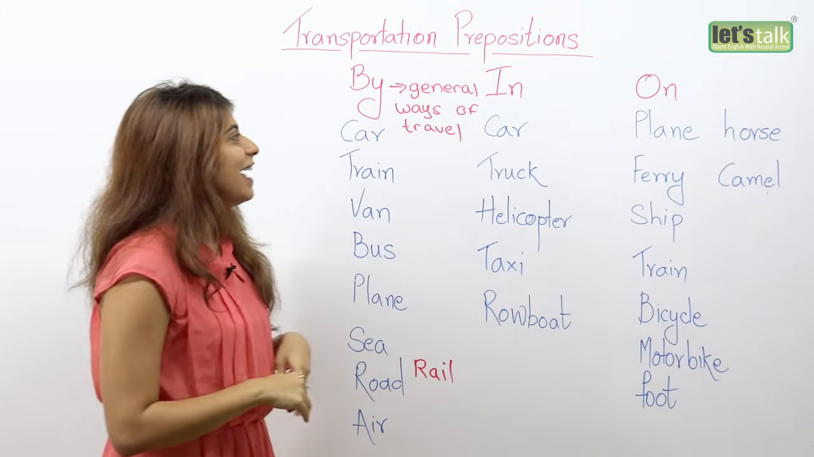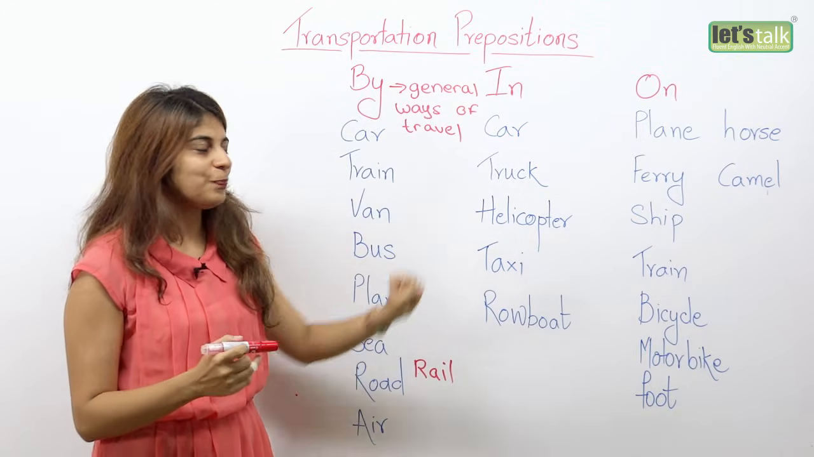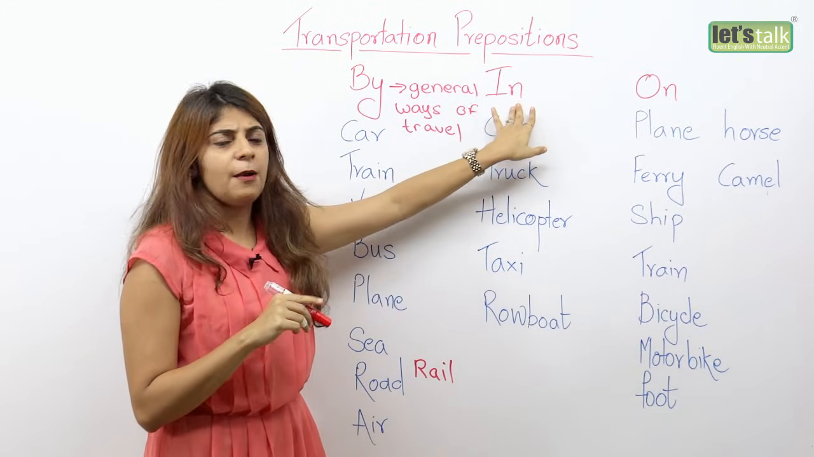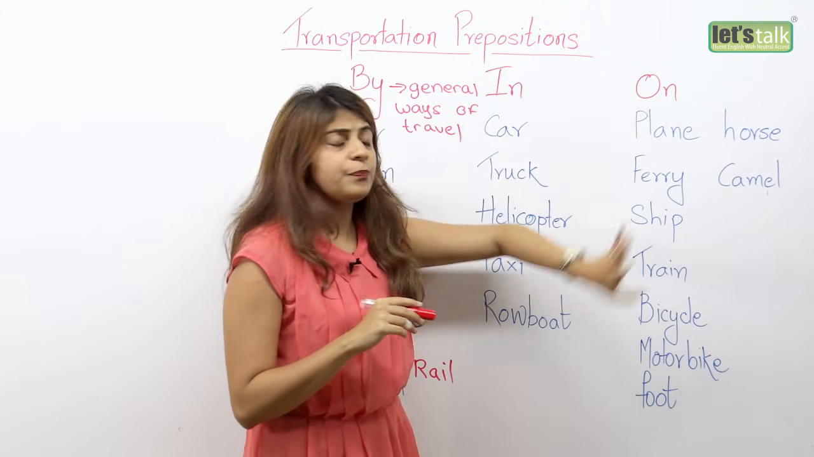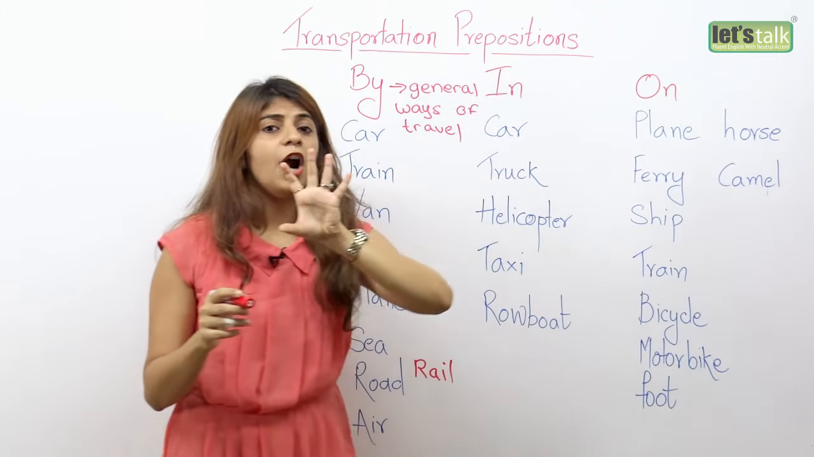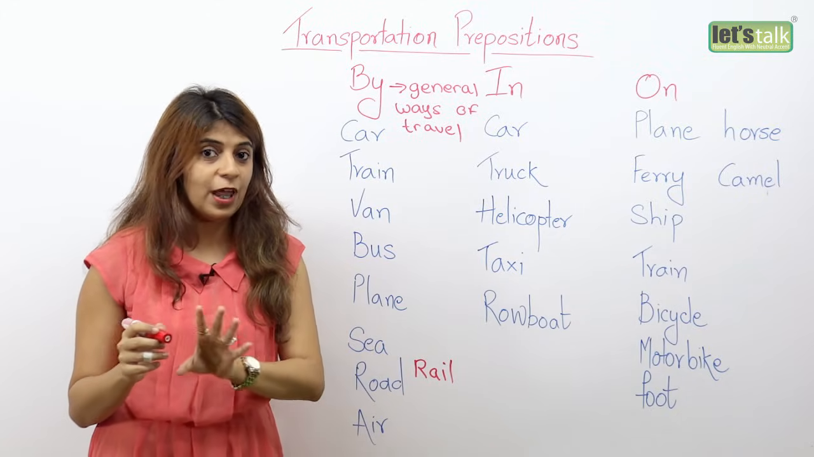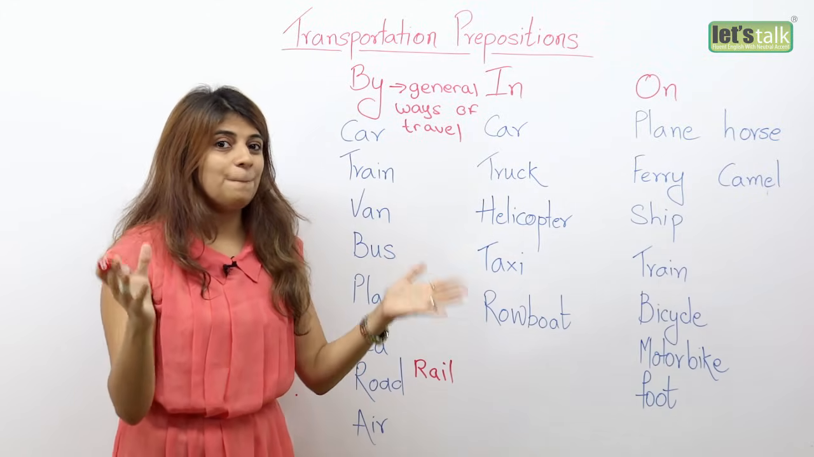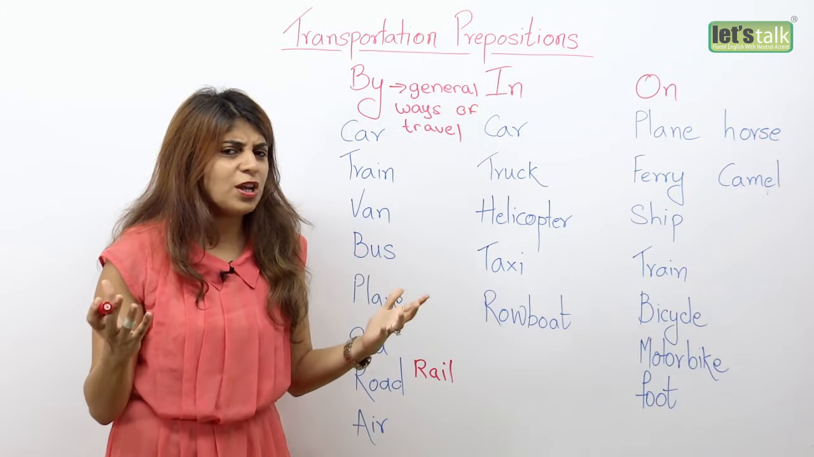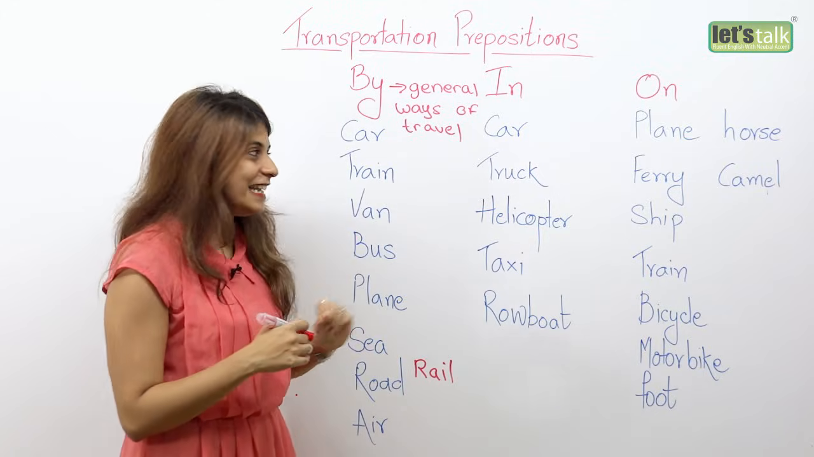Now let's have a look at using the preposition in related to transportation. People get a little confused with using the preposition in or on. Now, as per the rule, in and on are used when you talk about a specific vehicle, okay? Like nothing in general, but something in specific. That's confusing. So which one do we choose, in or on? Well, I have an idea for you.